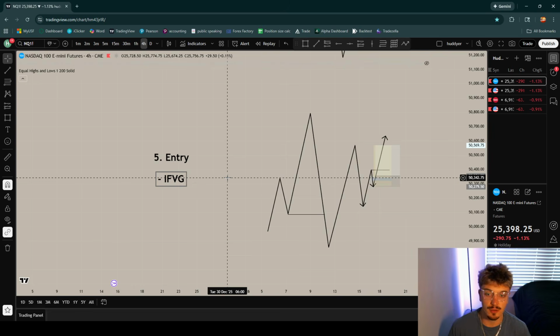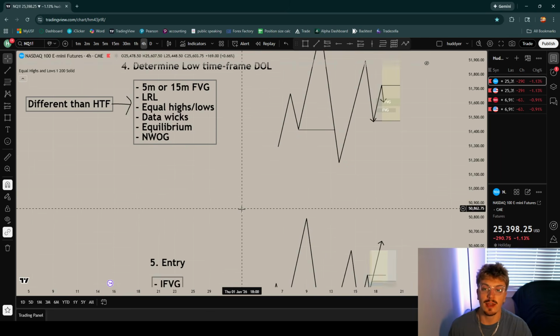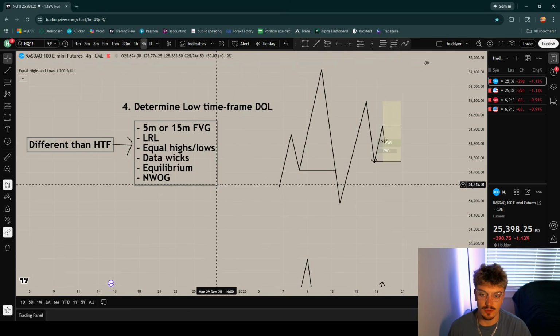Not saying you have to use inversions. I'm just telling you what I use. I would stick to one entry model. When you're trading discretionarily, trade one entry model. It's going to be the best for you, the best for your risk management, the best for your RR.